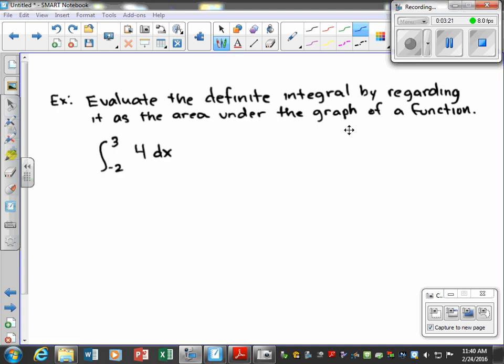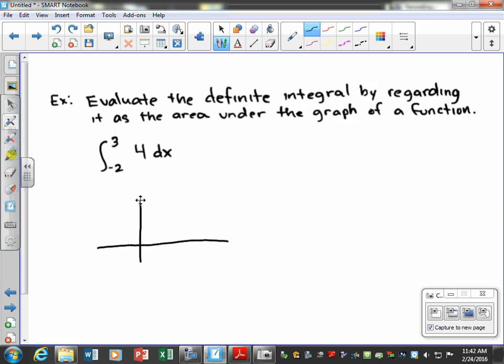Alright, and our next example says evaluate the definite integral by regarding it as the area under the graph of a function. So I'll give you a few minutes to write that down. Okay, we're going to learn another method for solving this later, but this says to use area under the graph to help us evaluate it. So if we try to draw a sketch of this, our interval is from -2 to 3, right? Because of lower limit and upper limit.